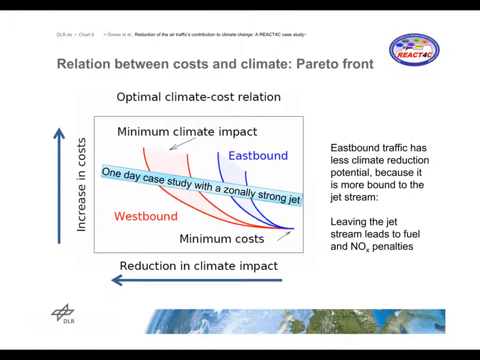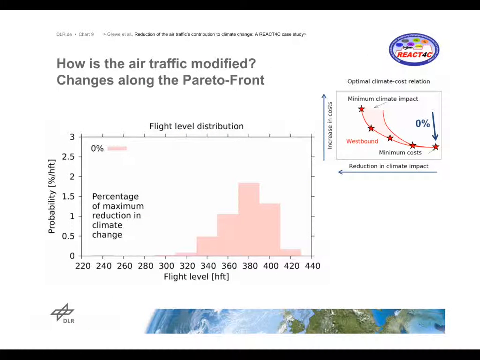For this specific weather situation, the eastbound traffic has a lower climate impact reduction potential because the air traffic is more bound to the jet stream, taking advantage of the tailwinds. Leaving the jet stream leads to large fuel and NOx penalties. The air traffic flow is changing along the Pareto front.